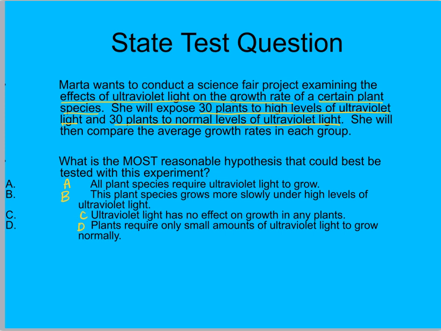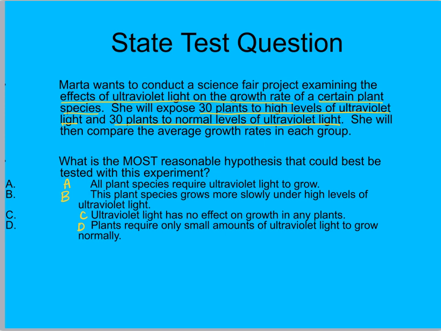So A, all plant species require ultraviolet light to grow. B, this plant species grows more slowly under high levels of ultraviolet light. C, ultraviolet light has no effect on growth in any plants. Or D, plants require only small amounts of ultraviolet light to grow normally.